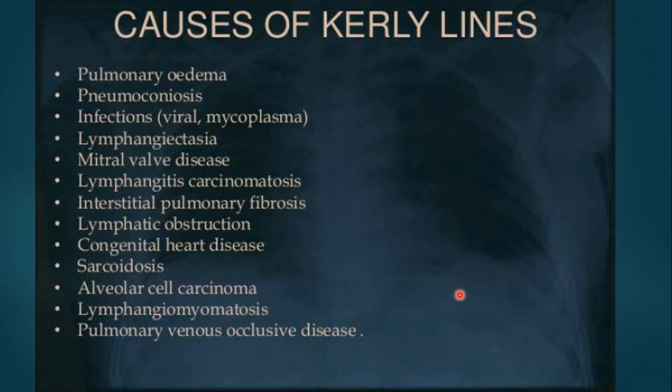This includes pulmonary edema, pneumoconiosis, infections, for example, viral or mycoplasma, lymphangiectasia, where the lymphatics are abnormal, mitral valve disease that will prevent proper drainage of the lung blood into the left atrium, lymphangitis carcinomatosis, interstitial pulmonary fibrosis, lymphatic obstruction, of course, congenital heart disease that can cause congested lungs, sarcoidosis, alveolar cell carcinoma, lymphangiomyomatosis, and pulmonary venous occlusive disease. Again, venous, because it will cause congested lungs.